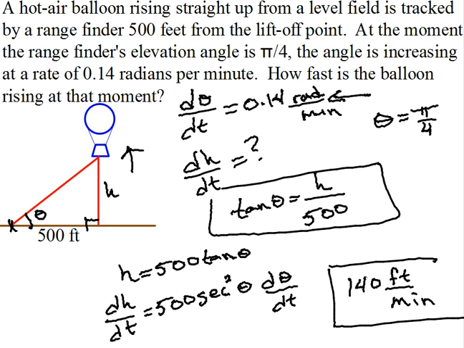Now, where did the 140 come from? Well, plug in pi over 4 into secant squared, and you get radical 2 squared, which is just 2, times 500, which is 1,000, multiplied by 0.14, and so you get 140 feet per minute.